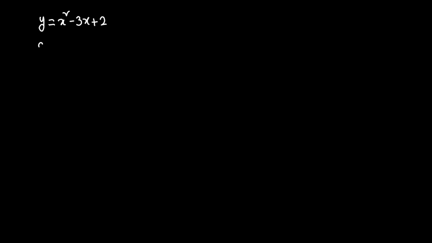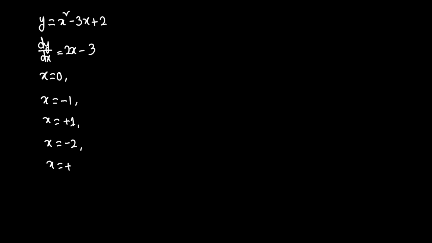If we differentiate that, we get dy by dx, which gives us 2x minus 3. So I'm going to find some of the gradients manually. Say if x equals 0, what is the value of the gradient? Say x equals minus 1, then x equals positive 1. Then if I use x equals negative 2, x equals positive 2, what is the gradient we get from there? Let me check.